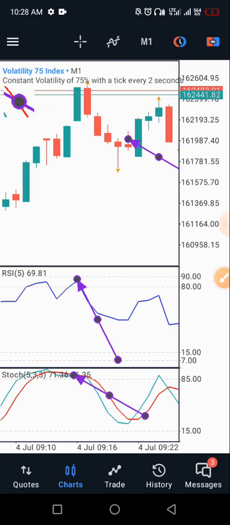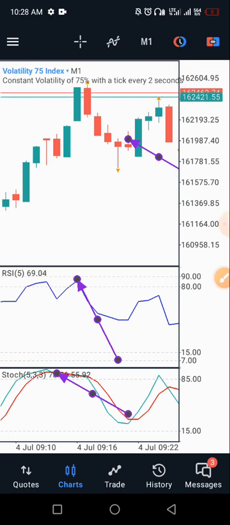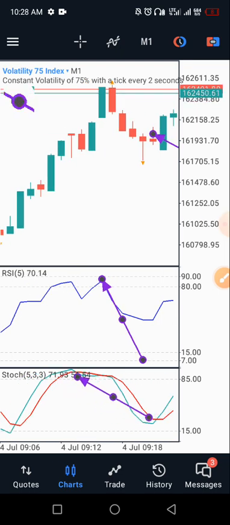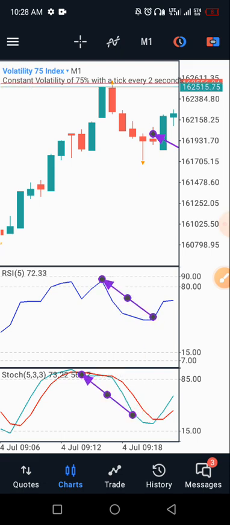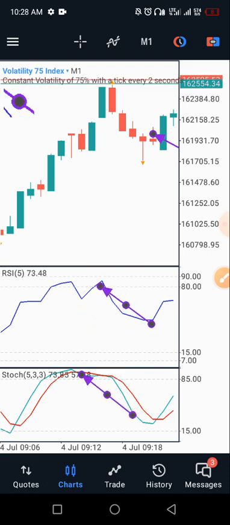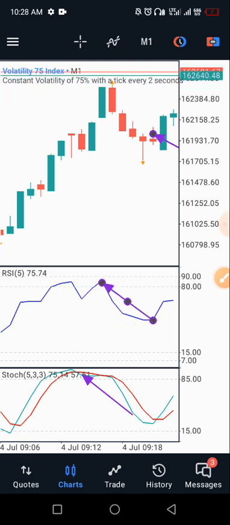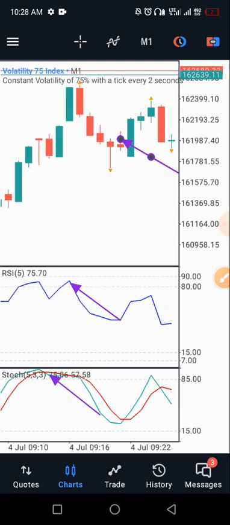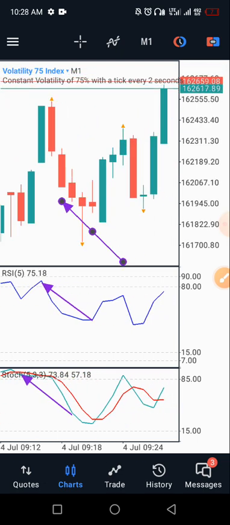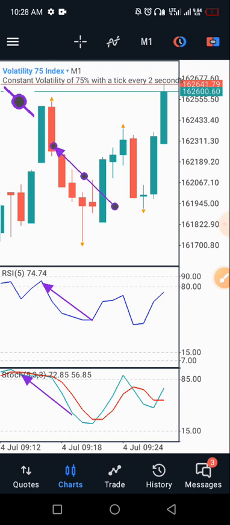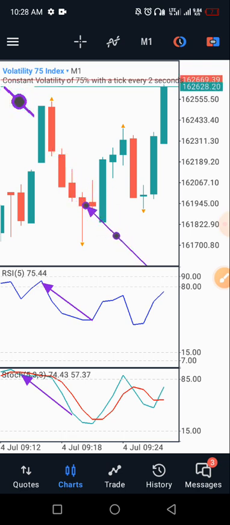Immediately price crosses above the 85 level here, guys, make sure price crosses above it, and then price is above the 80 level here. Then immediately we see that we can enter the market. We can enter the market and take 5 candles. You can see the first candle we took, the second, the third, the fourth, and the fifth.